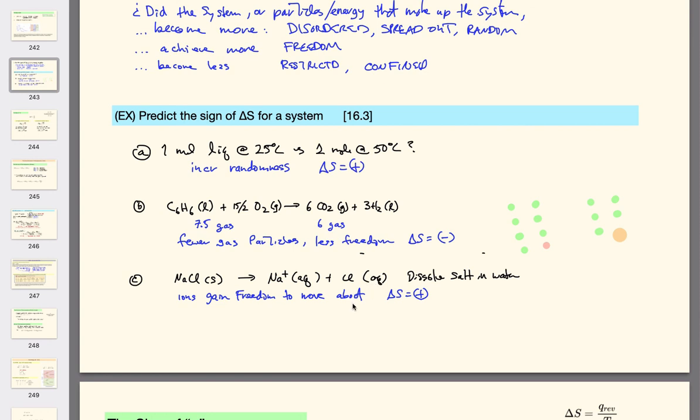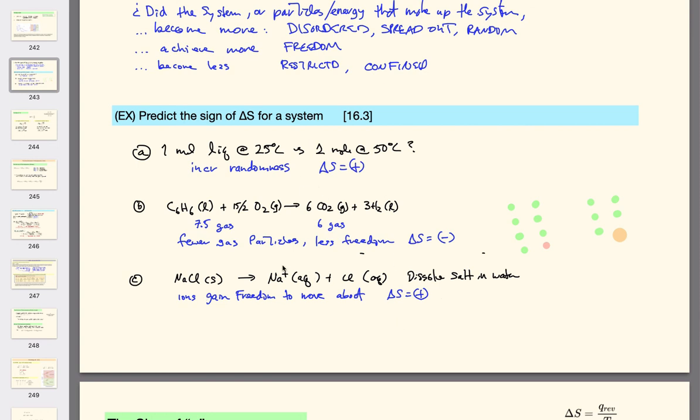Entropy loved it, really. Oh, it loved it. Why? Because you're bound to a solid, and now you can move anywhere in the liquid, because you're now aqueous. So this is a humongous increase in entropy. So again, think about it in terms of freedom or movement.